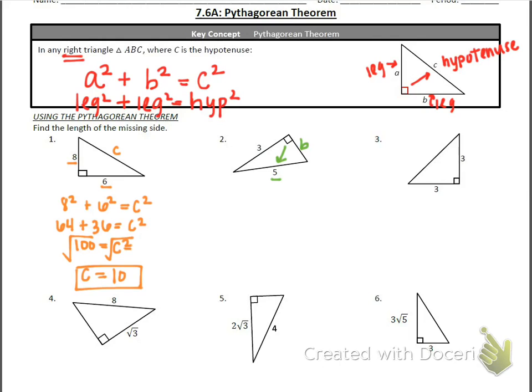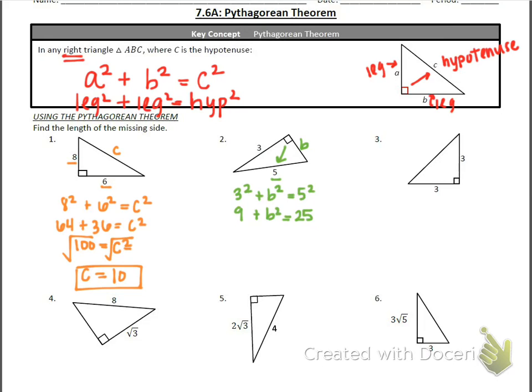Okay. So we plug everything into the Pythagorean theorem. A squared, which is 3, plus B squared, we don't know what B is yet, equals C squared, which we know is 5. And we do the same thing. So 3 squared is 9, plus B squared equals 25.